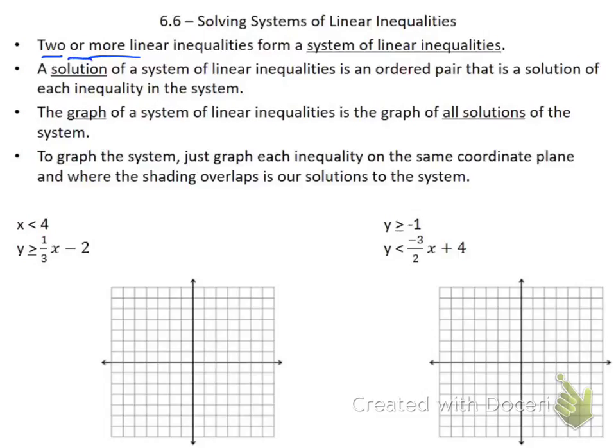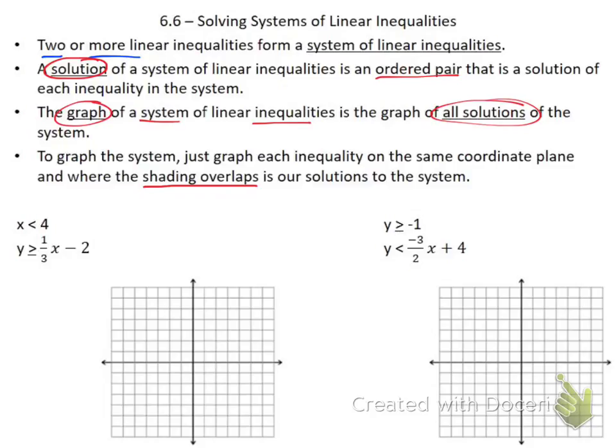The solution is going to be an ordered pair that is true. The graph is going to be the graph of all of our solutions. So the graph of a system of inequalities is going to be all solutions. It's going to happen where the shading overlaps. So we're going to have two lines, both with the shadings, and where the shading is overlapping, that's where we will have our solutions to our system.